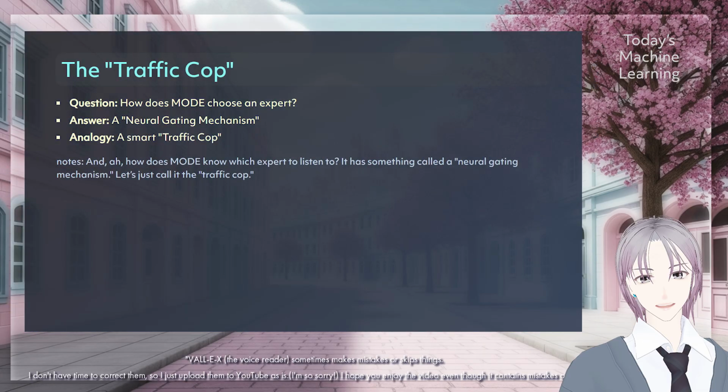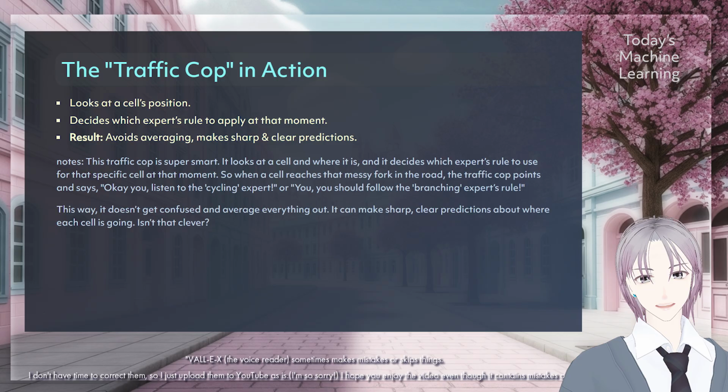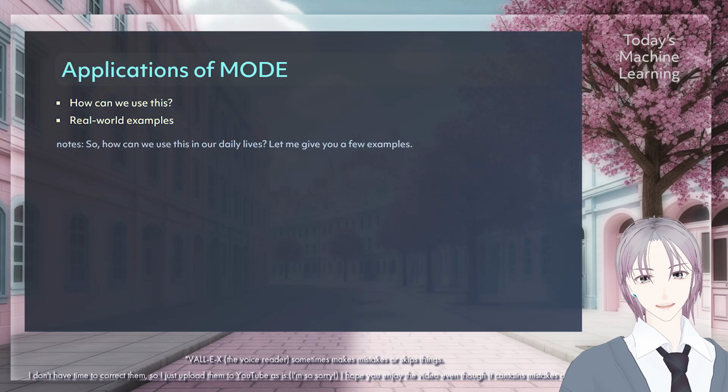And how does Mode know which expert to listen to? It has something called a neural gating mechanism. Let's just call it the traffic cop. This traffic cop is super smart. It looks at a cell and where it is, and it decides which expert's rule to use for that specific cell at that moment. So when a cell reaches that messy fork in the road, the traffic cop points and says, okay, you listen to the branching expert. Your route should follow the branching expert's rule. This way, it doesn't get confused and average everything out. It can make sharp, clear predictions about where each cell is going. Isn't that clever?